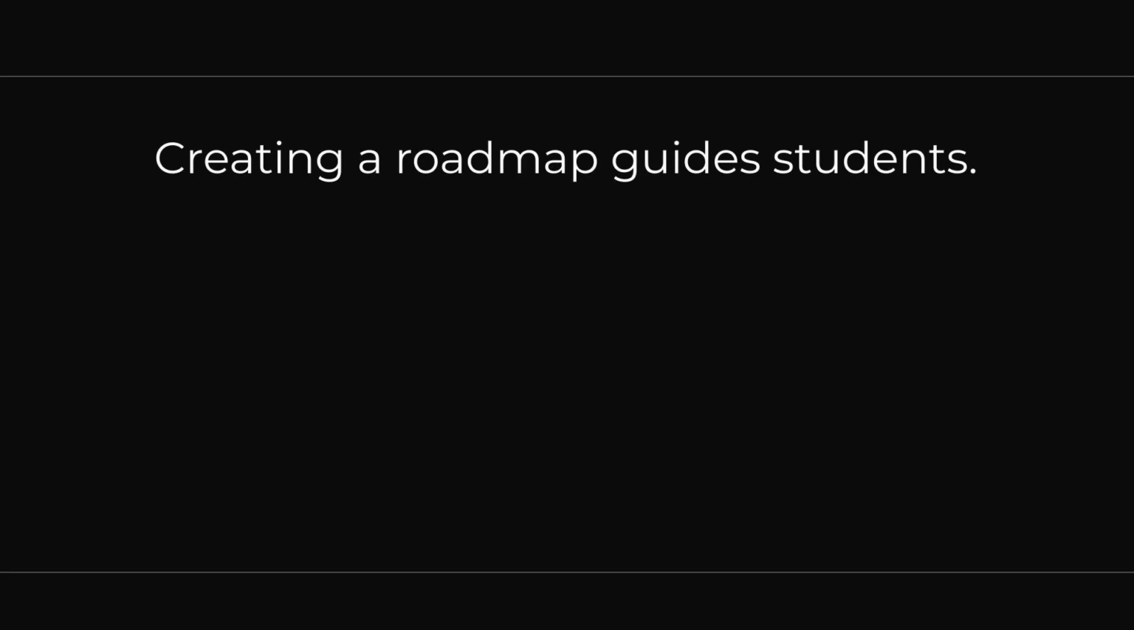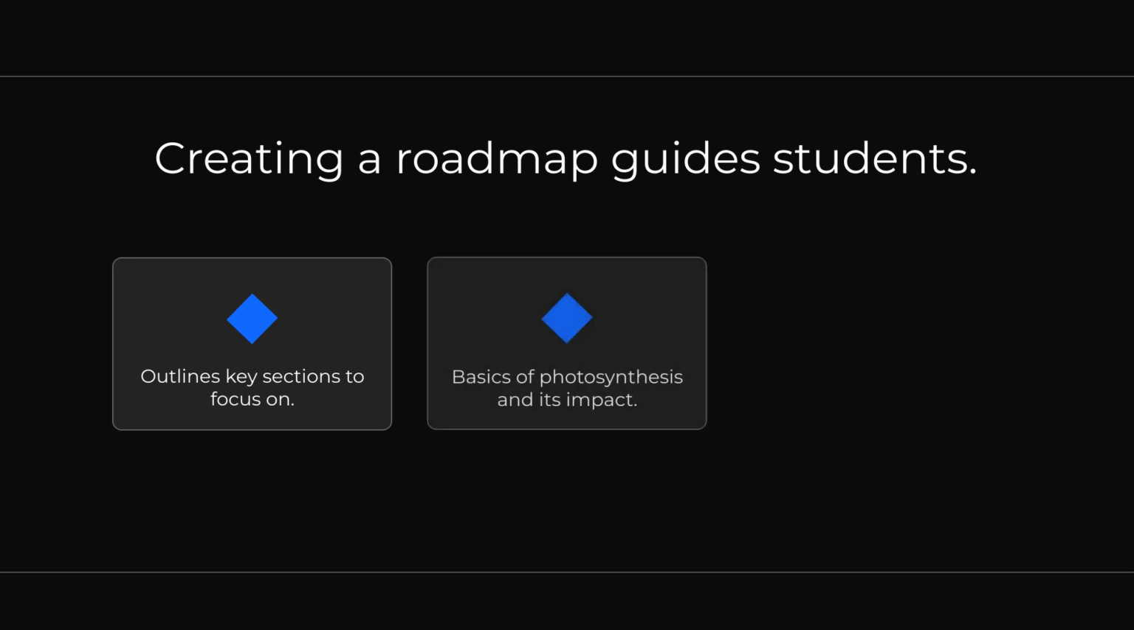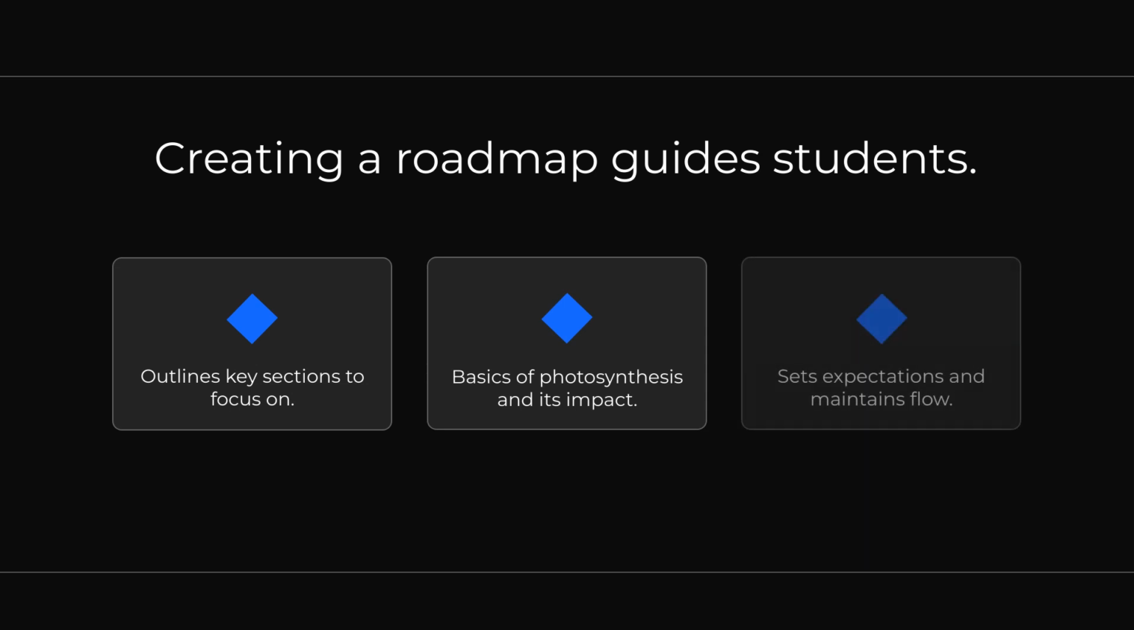Creating a roadmap is crucial for guiding students through the lecture. A roadmap outlines the key sections you'll cover, helping students focus on the main points. For example, you might say, "Today, we'll cover the basics of photosynthesis, how it works in plants, and its impact on the environment." Sharing this roadmap at the beginning sets clear expectations. It also helps maintain the flow of information throughout the lecture.